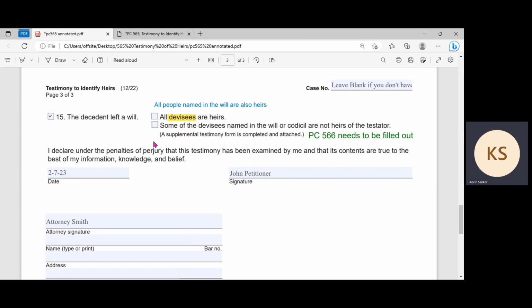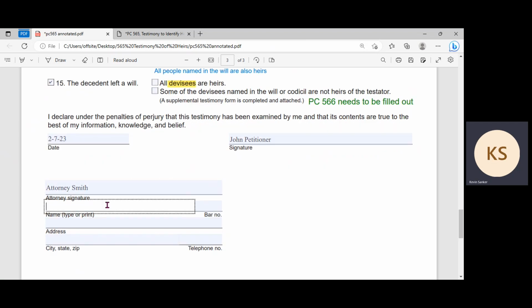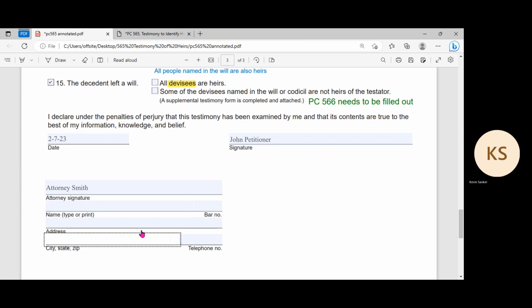So after you check the appropriate box, you're going to read the declaration. If it's true, you're going to date and sign. An e-signature is acceptable. And then if there is an attorney involved, they must sign as well. If there's no attorney involved, then an attorney does not have to sign this document. But as you can see, depending on your circumstances, this can get complicated. You may want to hire an attorney if your situation is a little more complicated than most.